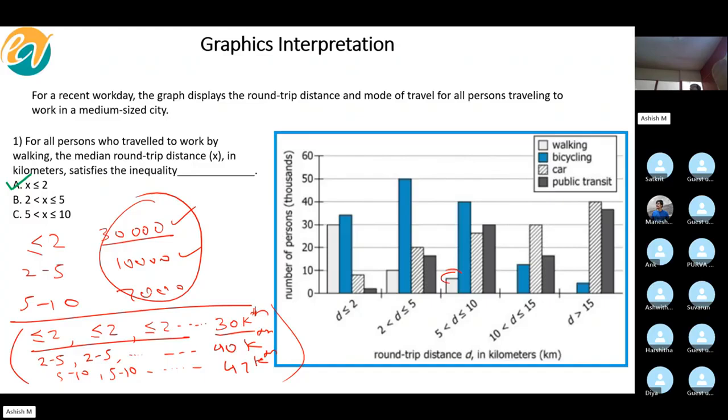So remember we discussed this in the statistics class. To find out the median, you essentially arrange the entire data. In this case, what is that entire data? 47K people who walk in ascending sequence. And this is that ascending sequence, right? Lesser than 2, then between 2 and 5, and then 5 to 10. So this is how you arrange in ascending sequence. After arranging the 47,000 elements in ascending sequence, median value will be 23,500 value, which obviously would be in this range.